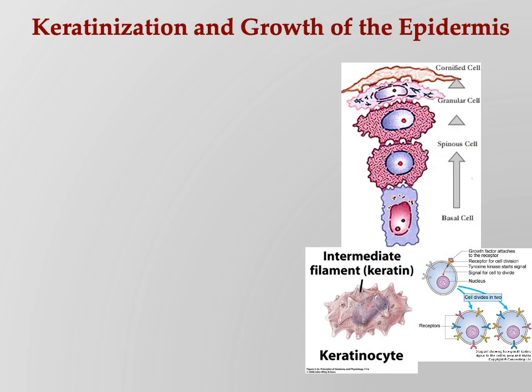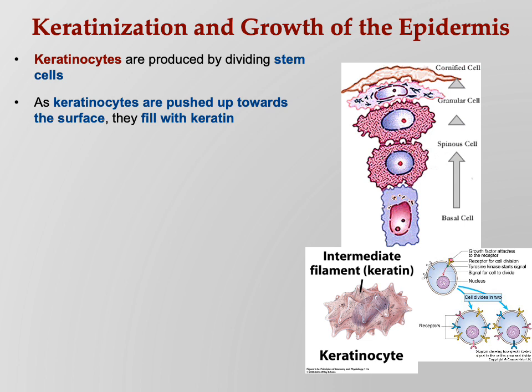So keratinization, do you remember what that means? I might ask you this on a quiz or an exam. Keratinization means the cells fill with keratin. So easy. Keratinocytes are produced by dividing stem cells. As the keratinocytes are pushed upwards towards the surface, they fill with keratin. That's what we just watched, all right? Going from the base layer, then through the spinosum, into the granulosum, into the lucidum, into the corneum. Cells are dying as they work their way up. They're filling with keratin. They're flattening out. That's the whole idea. That's the way it's supposed to work.